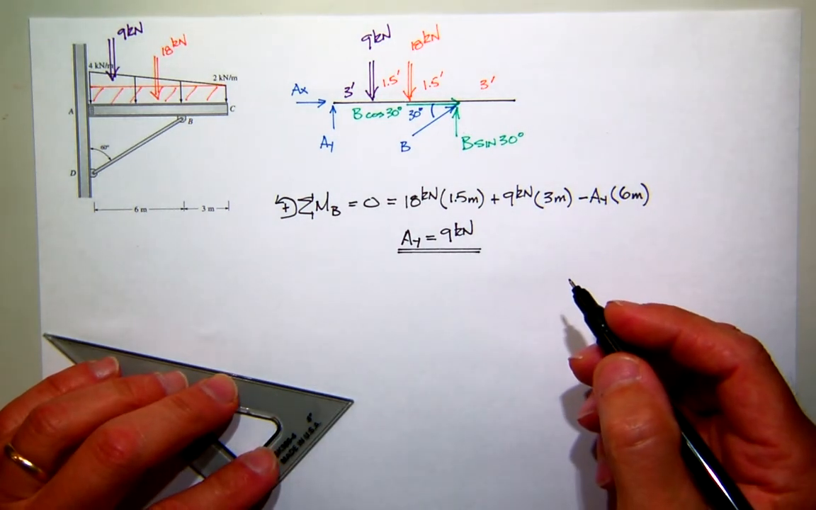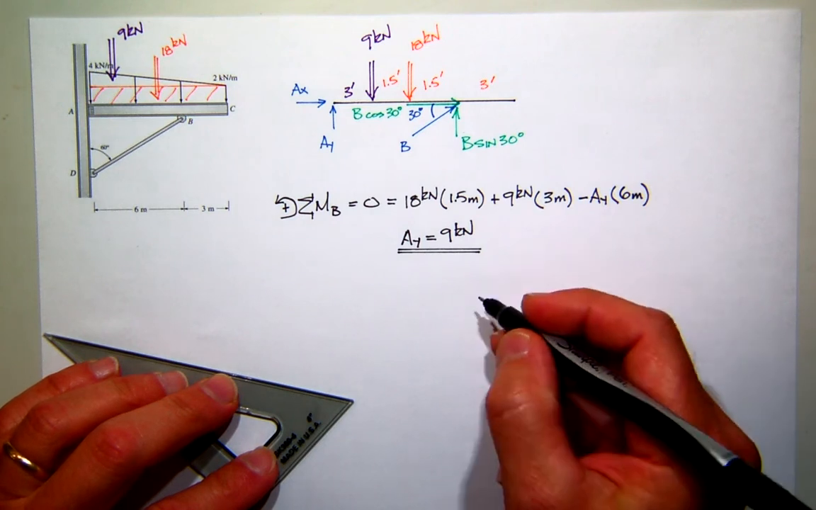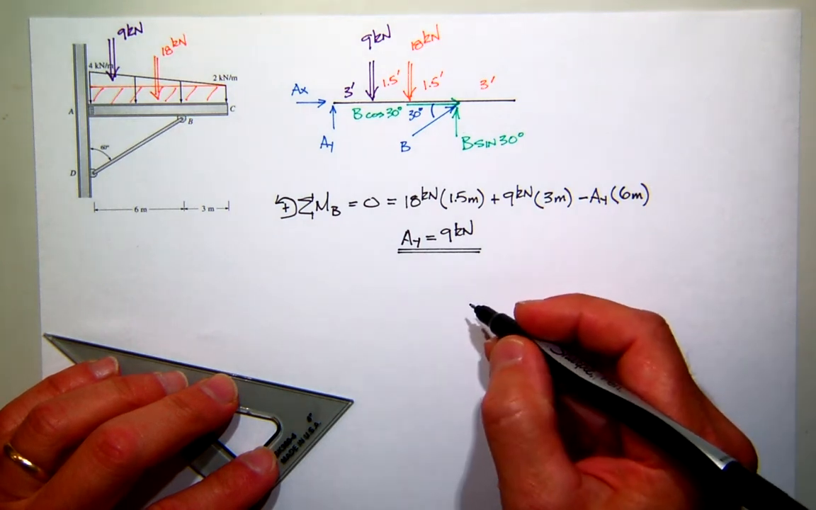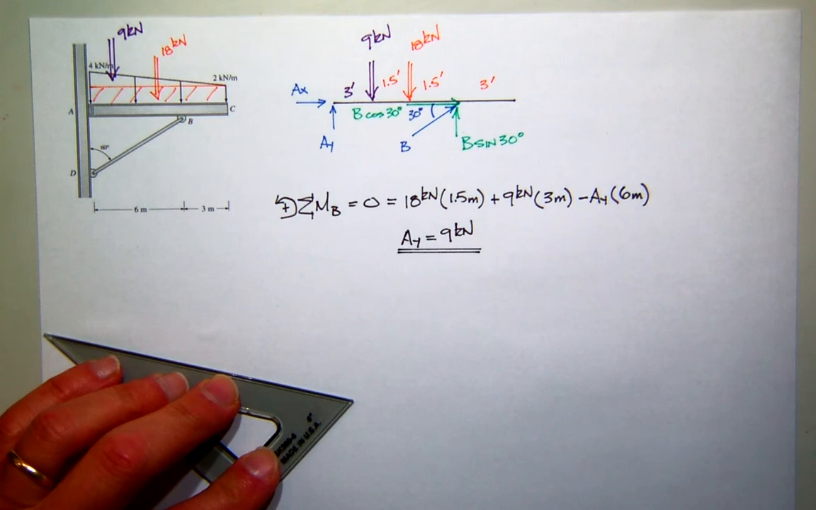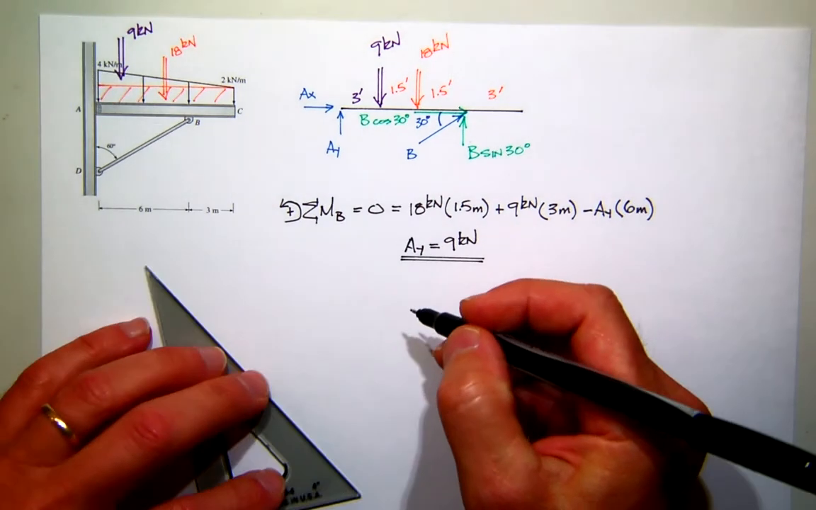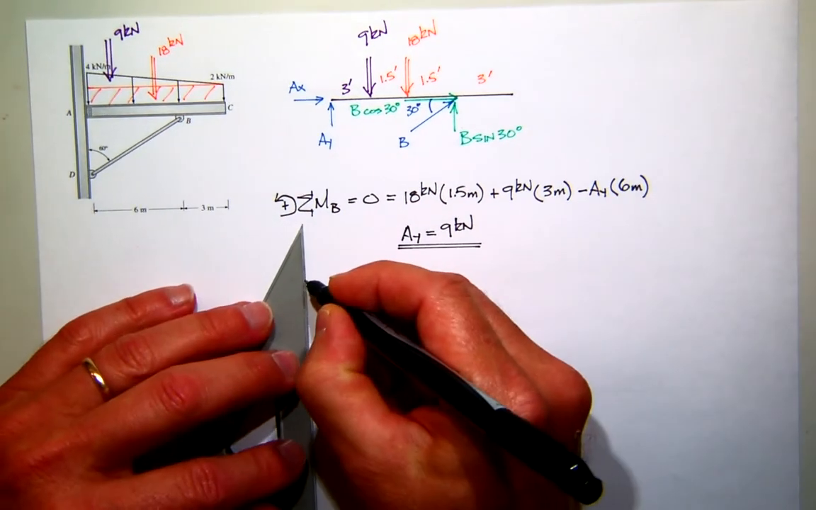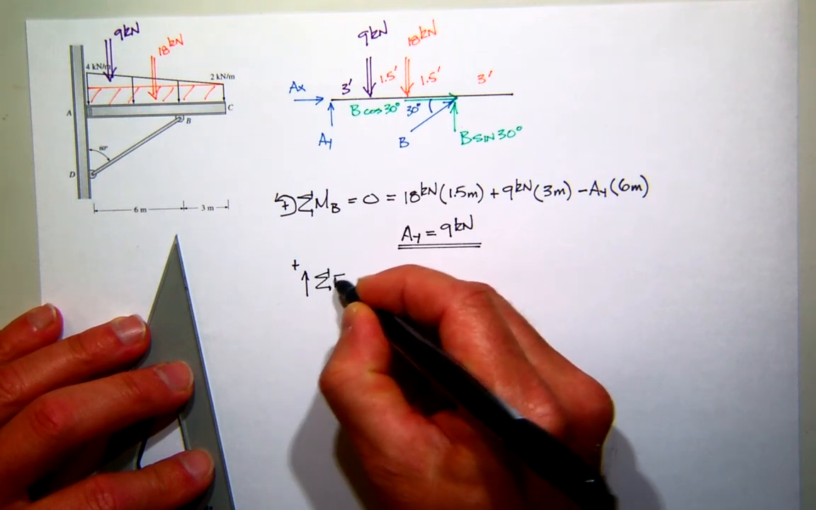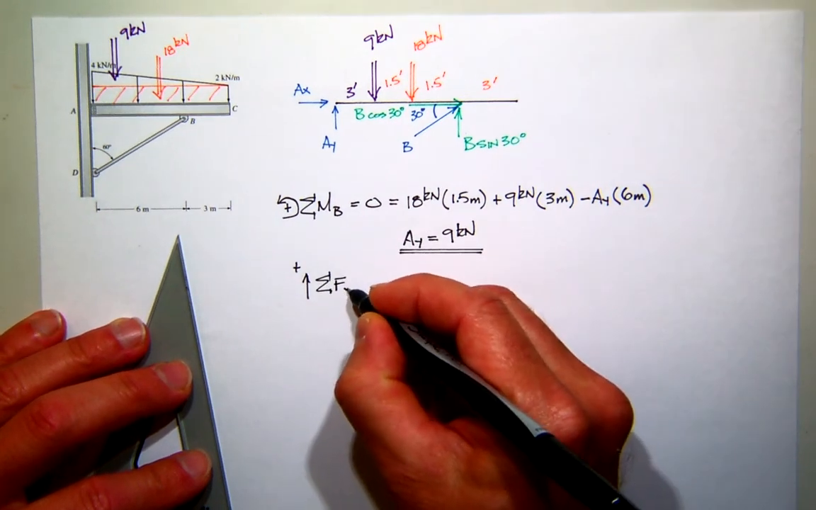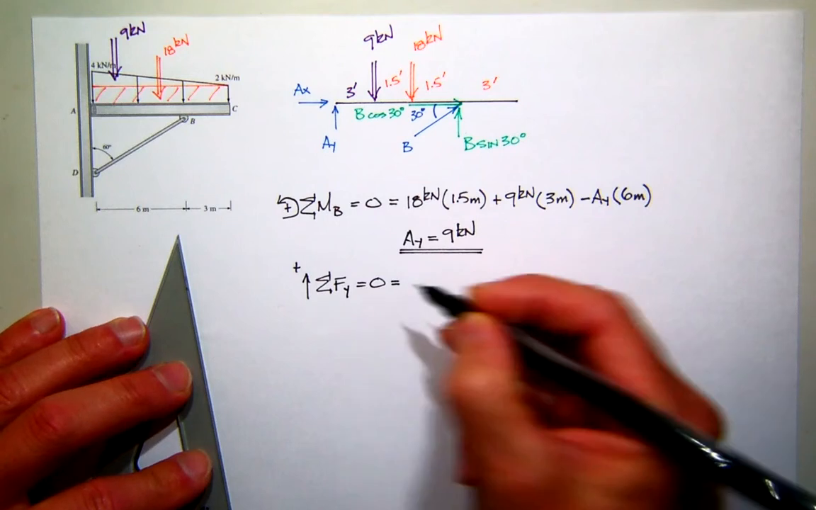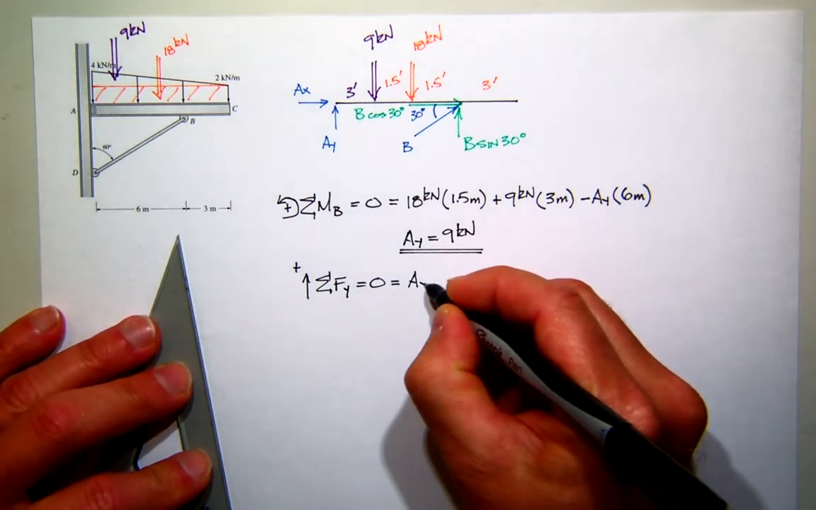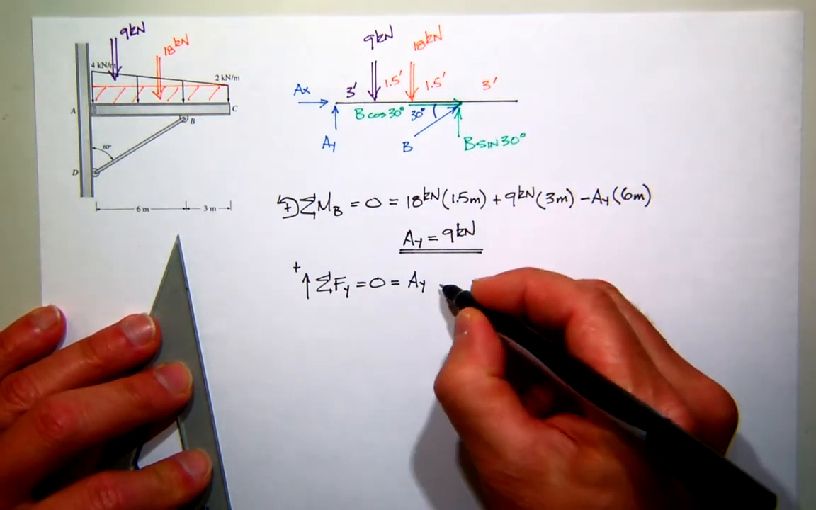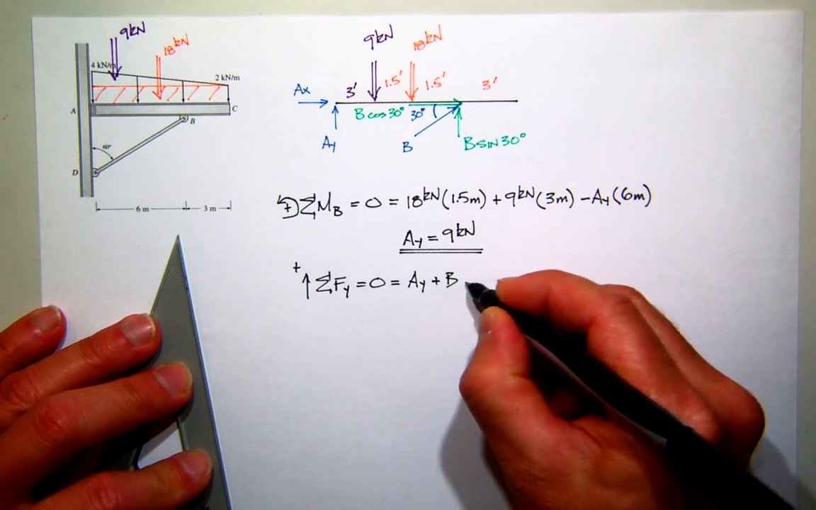Okay, so now what can I do now? Can I sum forces in the x direction? No, because I still have AX and B, but I can sum forces in the y direction. So let's do that. I'll assume up. So what do I have in the y direction? I have AY acting up, which I know. I have the y component of B, which is also acting up, which is B sine 30.